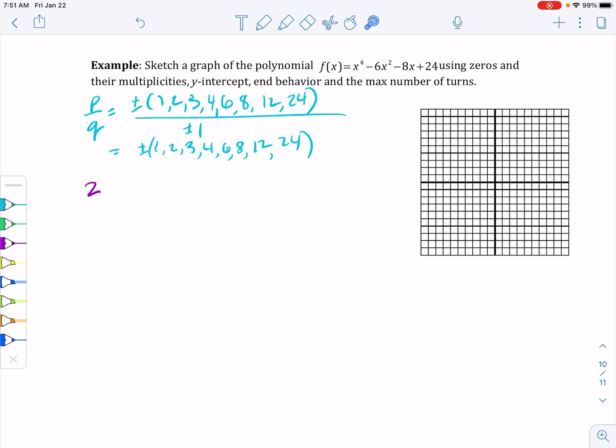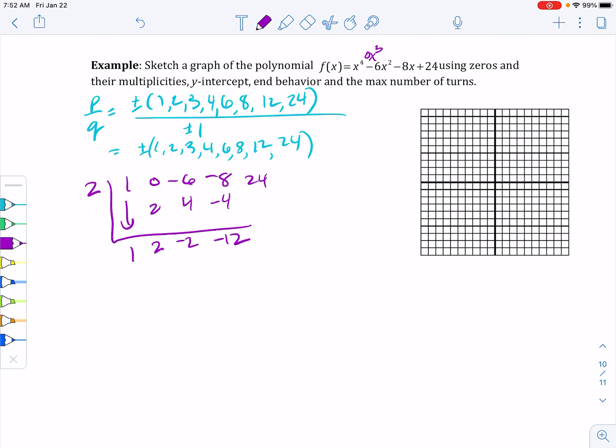So I look cubed, or sorry, this is a 4th power. We skipped the cubed. And then we have squared 1, none. So I need to make sure that I put that 0. So 1, 0, -6, -8, 24. So I bring down the 1, so 2 times 1 is 2, 0 plus 2 is 2, 2 times 2 is 4, -6 plus 4 is -2, 2 times -2 is -4, -8 plus -4 is -12, 2 times -12 is -24, 24 plus -24 is 0.